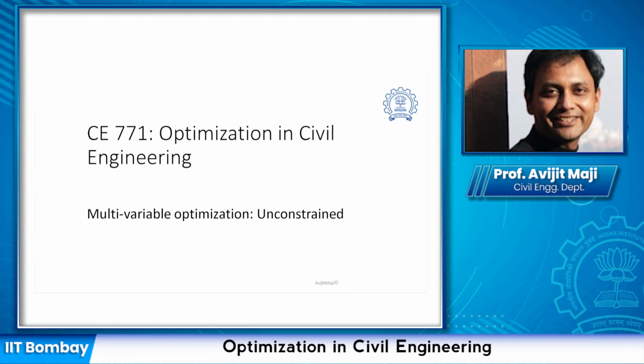Whatever you have learned in the single variable optimization problem is going to be applicable for the multivariable optimization. However, the process is going to be a little bit different because the number of variables here is more than one. So let's look into the multivariable optimization problem without any constraint.